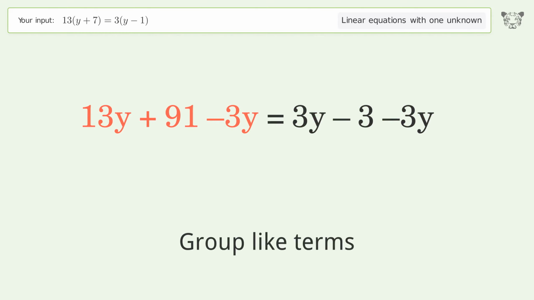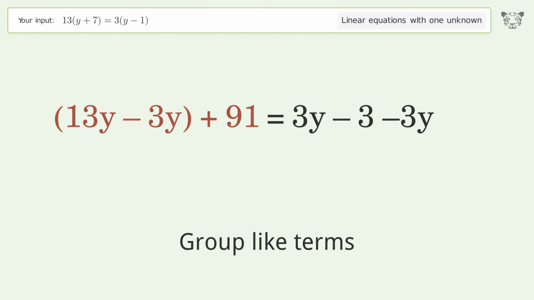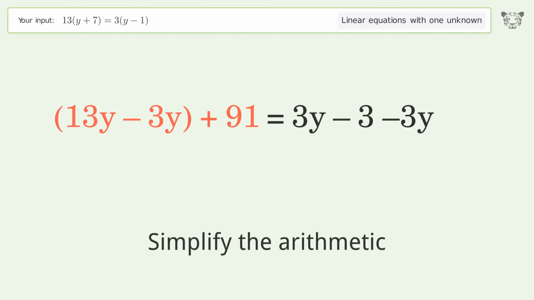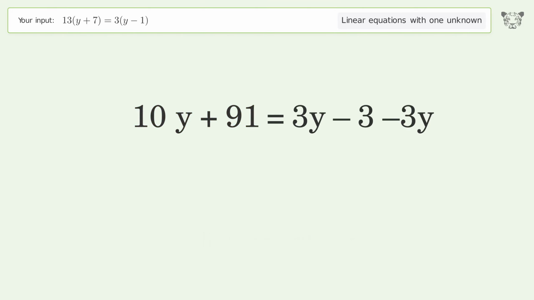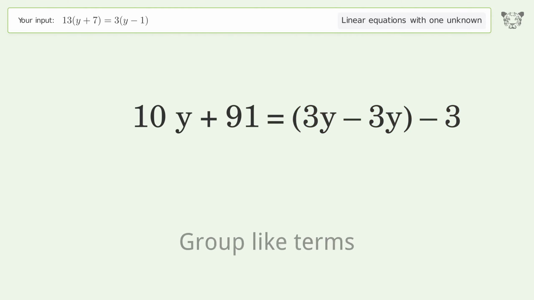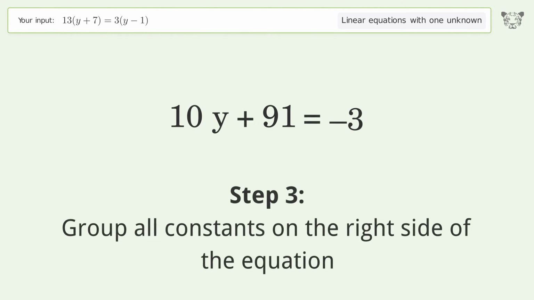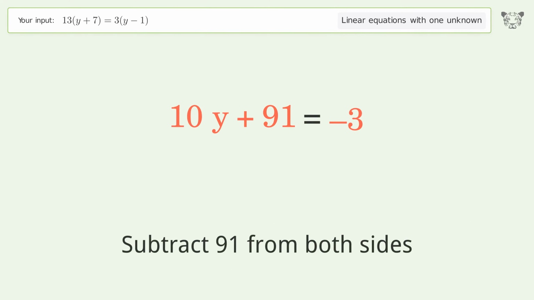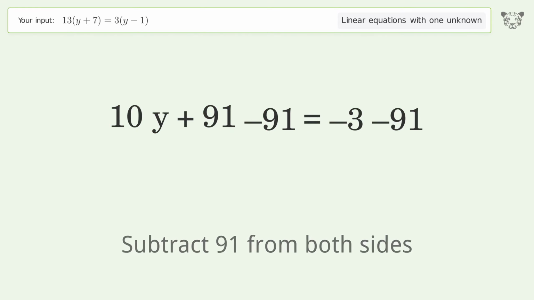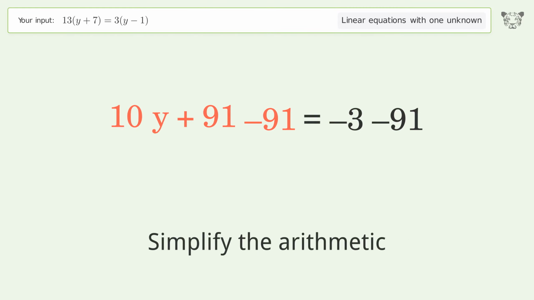Group like terms. Simplify the arithmetic. Group like terms. Simplify the arithmetic. Group all constants on the right side of the equation. Subtract 91 from both sides. Simplify the arithmetic.